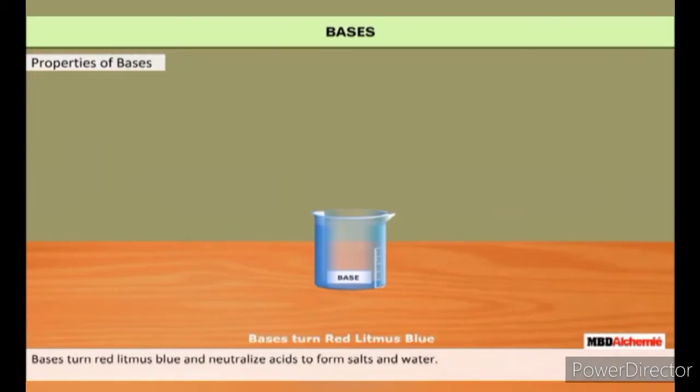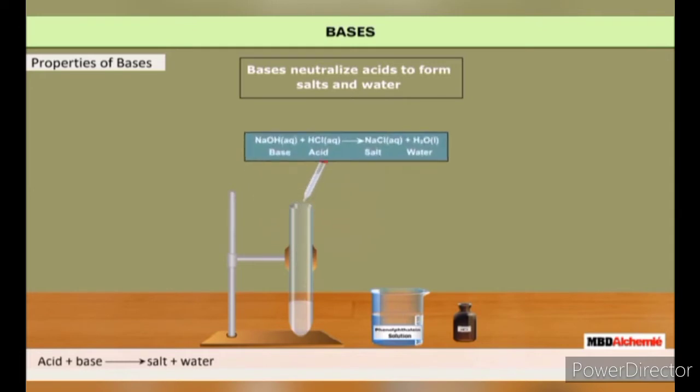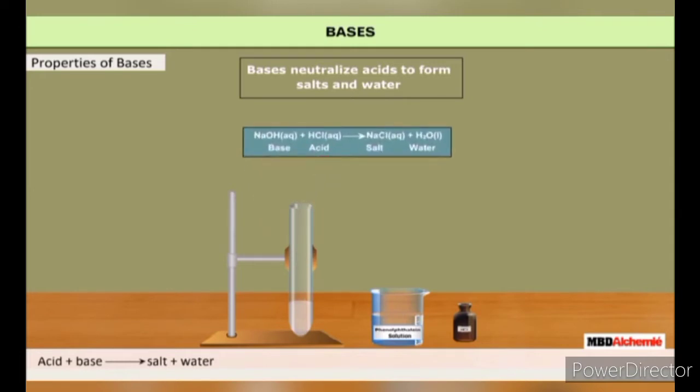Bases turn red litmus blue and neutralize acids to form salts and water. For example, if you add phenolphthalein indicator to the dilute sodium hydroxide solution, it changes to pink, that is, the solution is basic. Add dilute hydrochloric acid to it. After some time, the solution becomes colorless due to neutralization reaction.